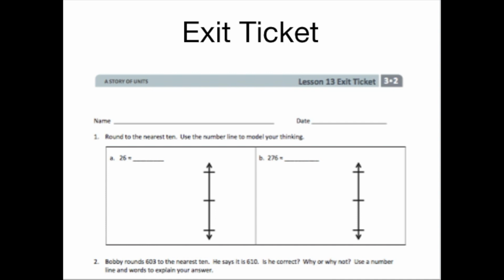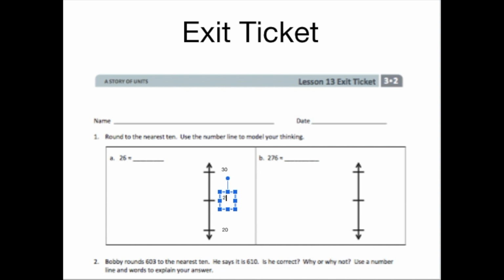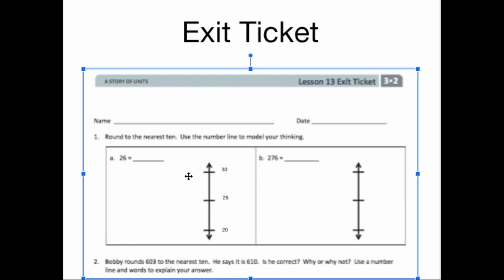So we're going to go over number 1, which says round to the nearest 10, use the number line to model your thinking. So I have the number 26 here. It wants me to round it to the nearest 10. On this number line, 20 would go at the bottom. At the top would be another 10, which is 30. And right here in the middle would be my halfway point. So halfway between 20 and 30 is 25. So 26 is past the halfway point. 26 would go about here where my mouse is on the number line. So 26 would in fact round up to 30.